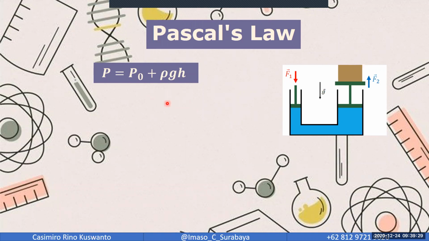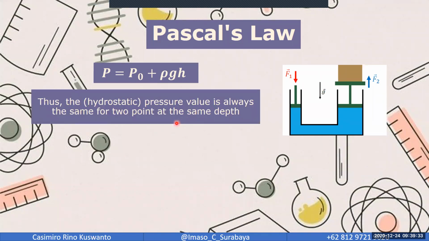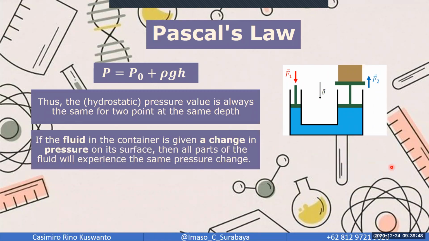From this equation, we can also say that the pressure at 2 points of the same depth in the same type of fluid is always equal to each other. Then, if the fluid in the container is given a change in pressure on its surface, then all parts of the fluid will experience the same pressure change. This is known as Pascal's law.